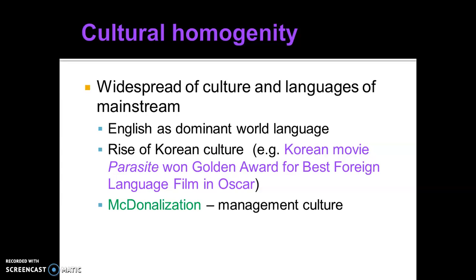Okay, most of the Hollywood films or most of the dominant movies and cultural publications are in English. So English is also a form of culture. This can be very dominant. But other than English, there are some other cultures that are getting more popular, more dominant recently. One is South Korean culture. If you look at the Oscars, there's a Korean movie, Parasite. They actually won the Golden Award for best foreign language film.